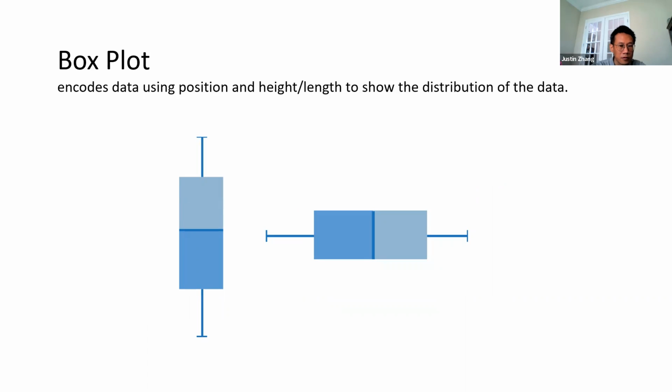Box plot. The box plot uses the position in the height or length to show a distribution of the data. So there are some major indicators normally being displayed on the box plot, including minimum, maximum, median, and the first, third quartiles.